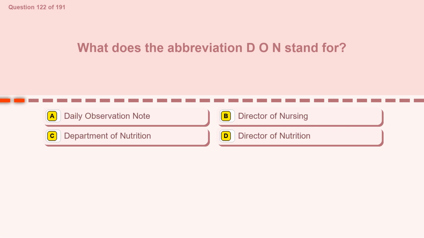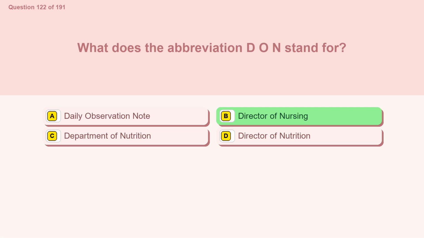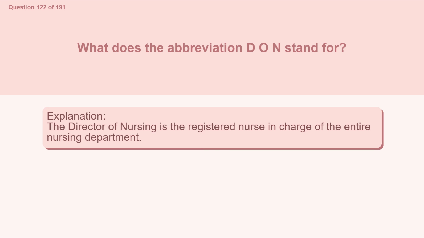Question 122. What does the abbreviation DON stand for? Option A, daily observation note. Option B, director of nursing. Option C, Department of Nutrition. Option D, director of nutrition. The correct answer is option B, director of nursing. The director of nursing is the registered nurse in charge of the entire nursing department.